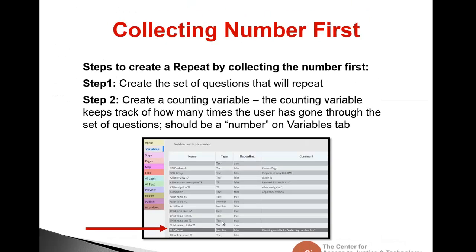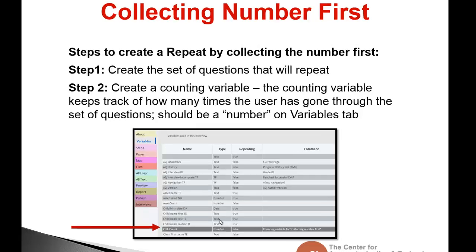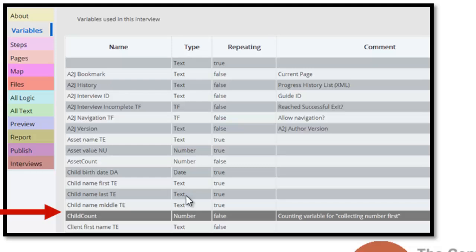There are seven steps for repeat loops done by collecting the number first. The first step is to create the set of questions that will repeat. In the sample I created, I ask about the child's name, and then I ask about the child's date of birth. So right away, I created those two questions. Step two is to create a counting variable. The counting variable keeps track of how many times the user has gone through that set of questions.